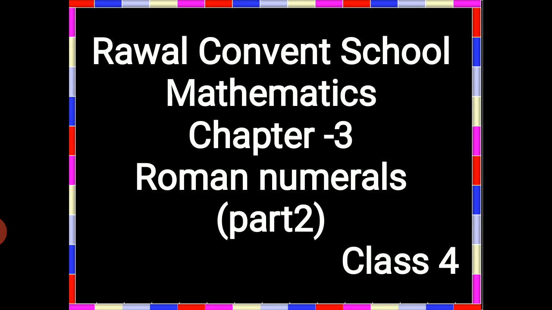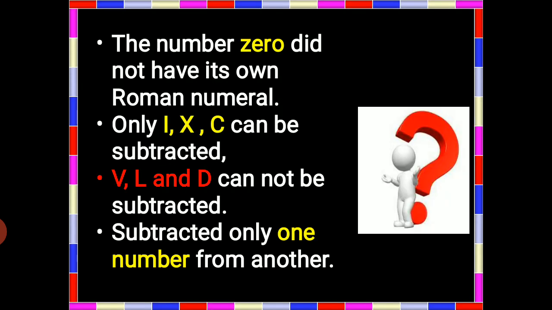Today we will discuss chapter 3, Roman numerals part 2, for class 4. So we have done the basic rules of the Roman numbers. Here are a few more rules. The first is that the number 0 does not have its own Roman numeral, which means we cannot represent 0 in Roman numerals.